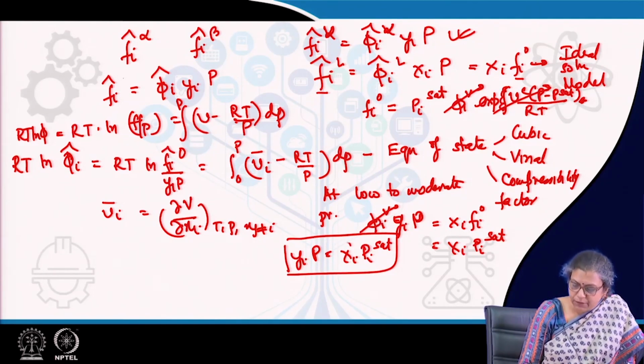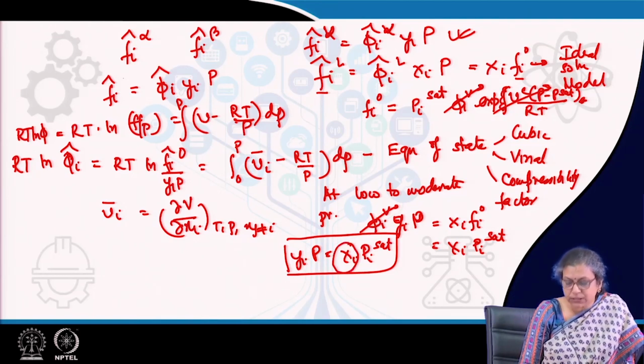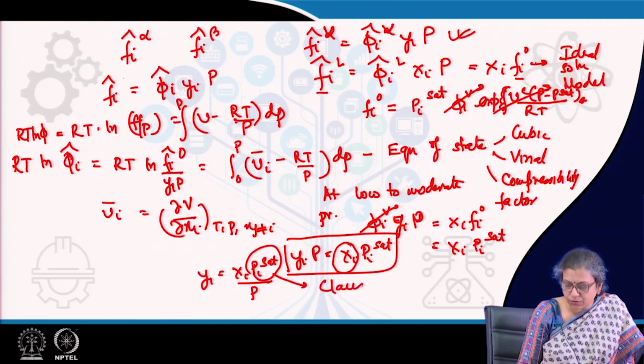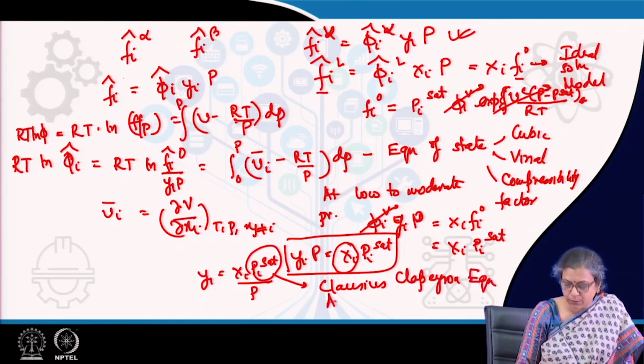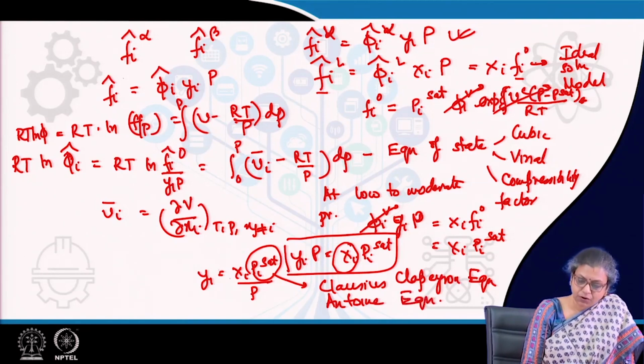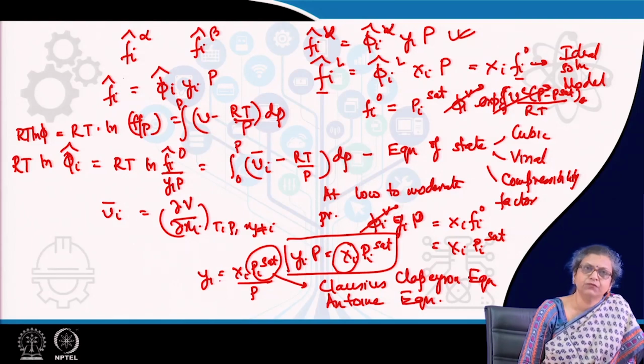And the xy data are generated from this particular equation. If you know any particular x, what is the y in equilibrium with that x? The y in equilibrium with x corresponds to x_i P_i saturated by P, and this P_i saturated we can find either from the Clausius-Clapeyron equation or from the Antoine equation, and we can construct the different curves corresponding to VLE data, which we are going to discuss in the next class. Thank you very much.